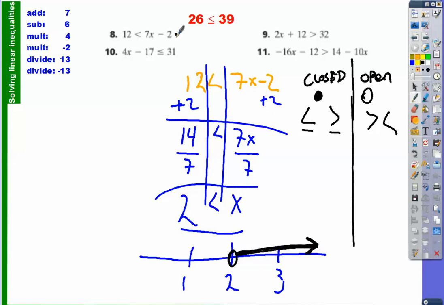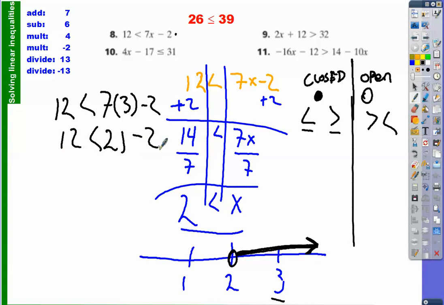Well, let's go ahead and try it. So let's plug in 3 and see if it works. So we have 12 is less than 7 times 3 minus 2. Well, what is 7 times 3? It's 21. So I rewrite everything else. 21 minus 2 is 19. So is 12 less than 19? It is. So we have made a true statement with a correct graph, with an open dot because 2 cannot be in the solution set.